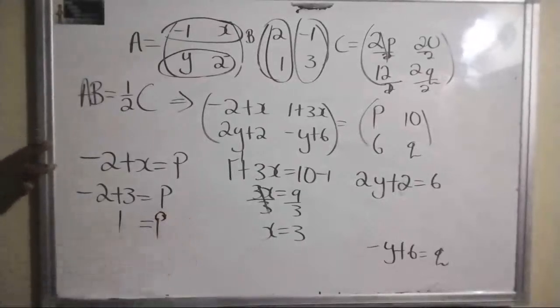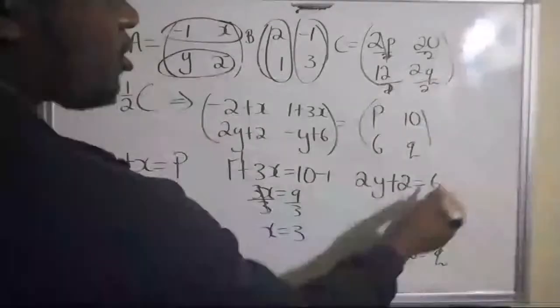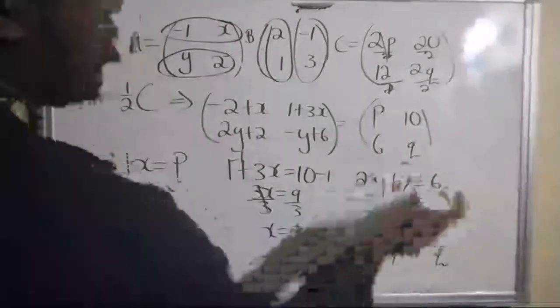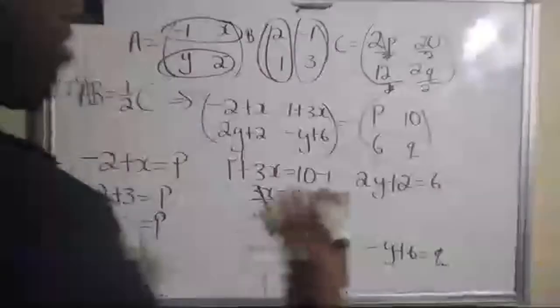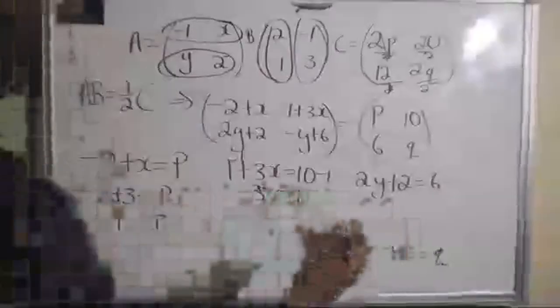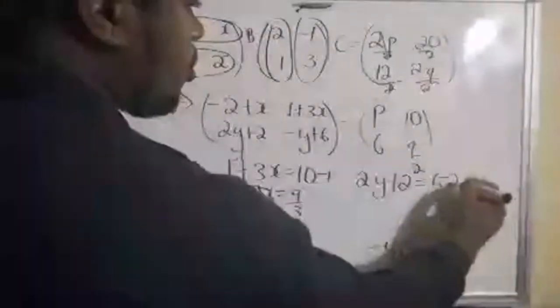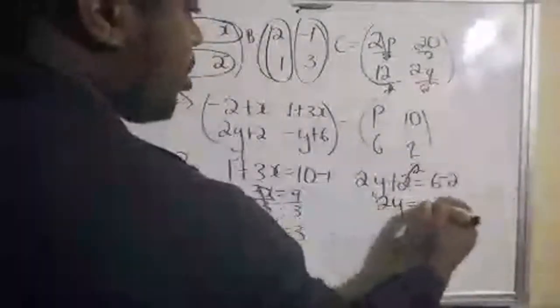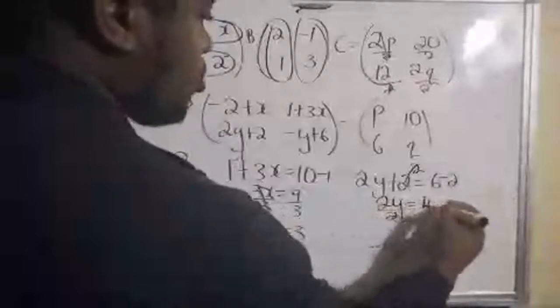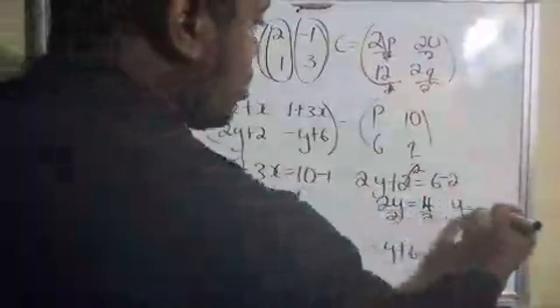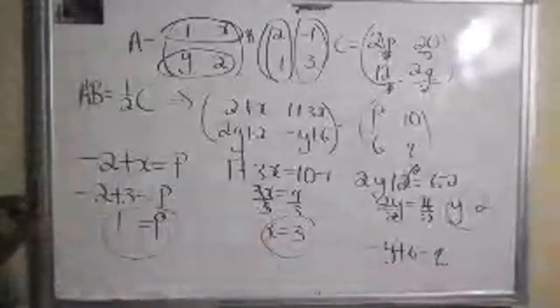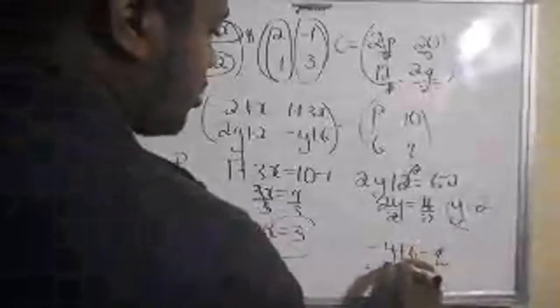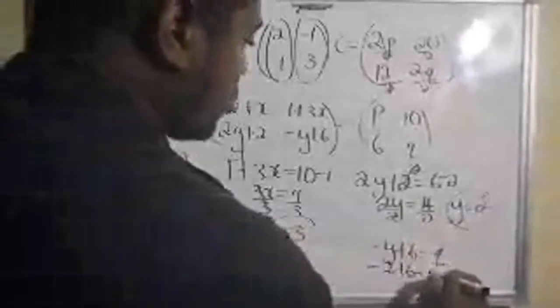So we find x and we find p. We can find y now. So it's 2y plus 2 is equal to 6. 1 multiplied by 2, add to it and you get 6. So we subtract 2 from this side. So it's 2y equal 4. So we divide by 2. So y is equal to 2. Alright? And then we go ahead and put 2 for y, so it's negative 2 plus 6 is equal to q. Negative 2 plus 6, that's definitely 4.